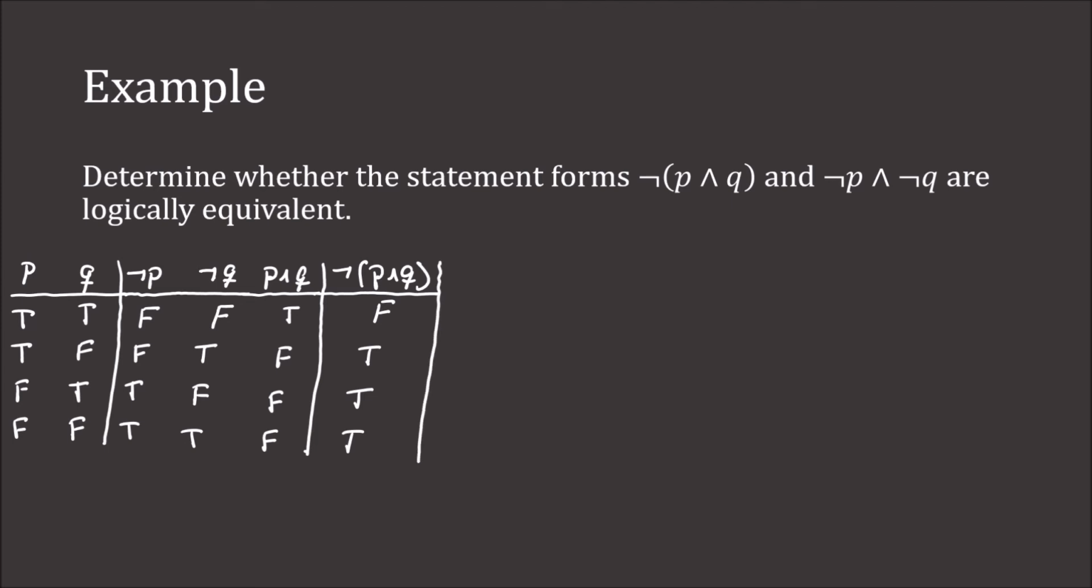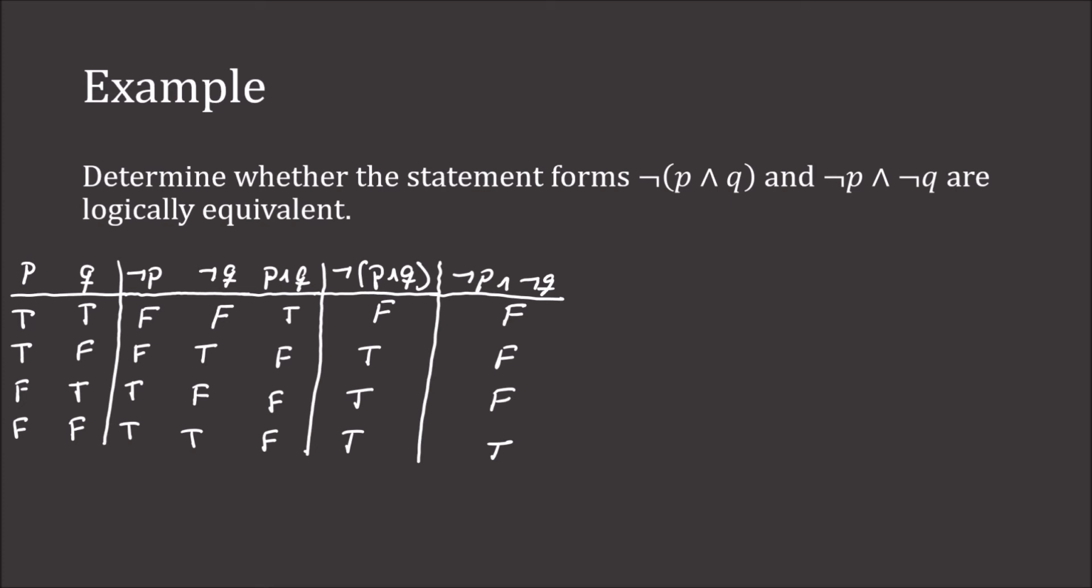Let's look now at the statement form, not P and not Q. So it's the conjunction of the not P column and the not Q column. Well, the only row where those are both true is the last one. So we have false, false, false, true.